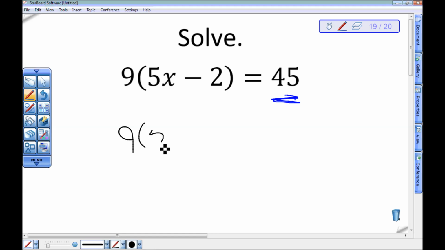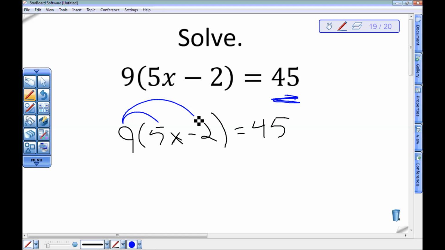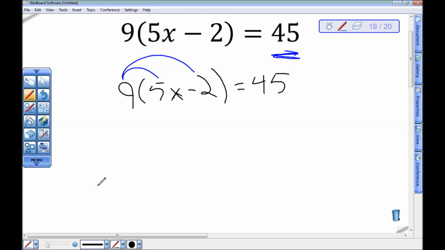Right, I have parentheses. Whenever I have parentheses with a number or something in front of them, I can use that distributive property. So I'm going to do that. I'll take 9 times 5x and 9 times minus 2. So this will be 45x minus 18 equals 45. Okay, I can't simplify the left side anymore. As we already said, the right side is good, so I'm done with my step 1. I've simplified both sides of this equation as much as I can.